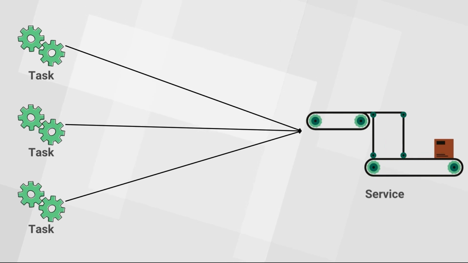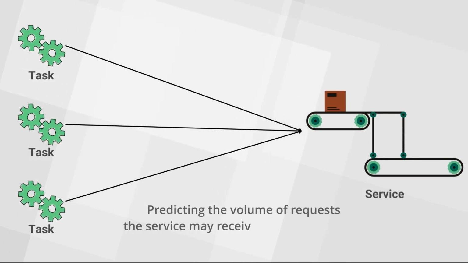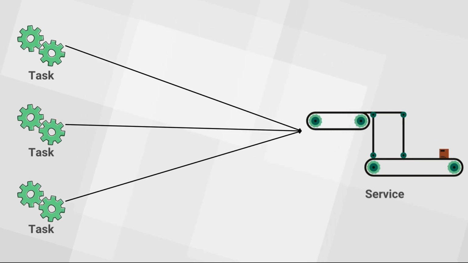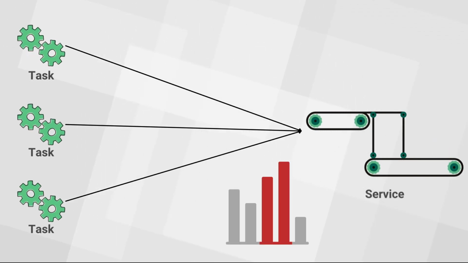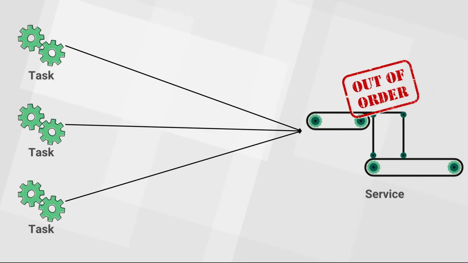When multiple tasks use the same service concurrently, predicting the volume of the requests the service may receive at any given time can be challenging. This unpredictability can cause a service to experience peaks in demand, which may result in overloading and slow response times. Furthermore, flooding a service with a large number of concurrent requests can cause contention and lead to service failure.